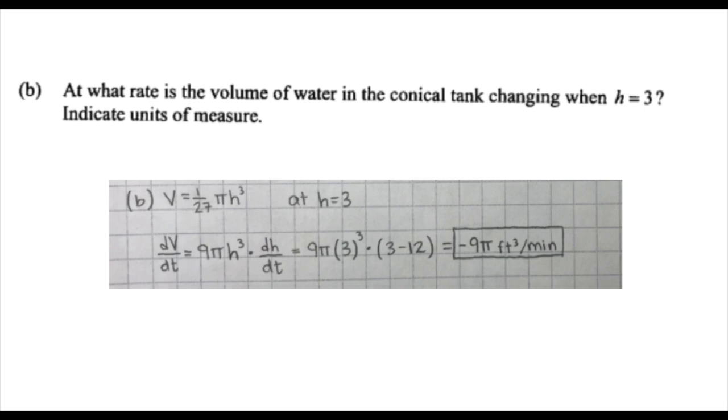So using the previous equation, we took the derivative, so it'd be dV/dt, the change in volume over time, and we plug in one of the givens, which is that the height of the water is initially 3, and then you simplify and you get the volume of water is changing at -9 pi feet cubed per minute when the height is 3.